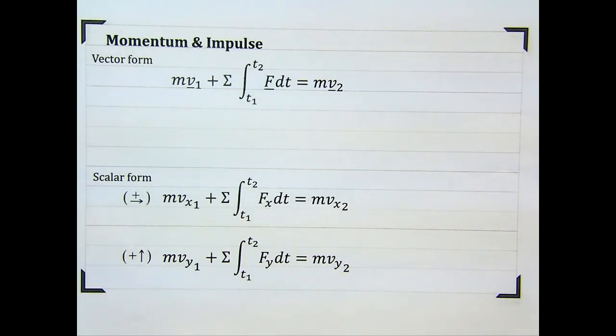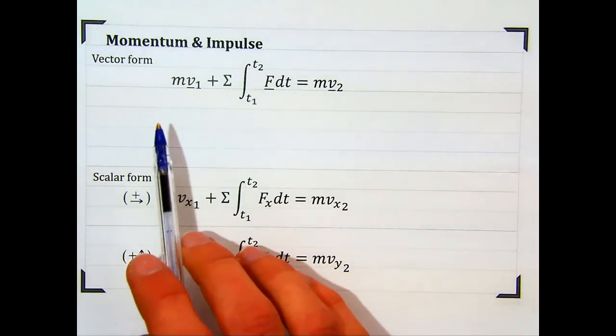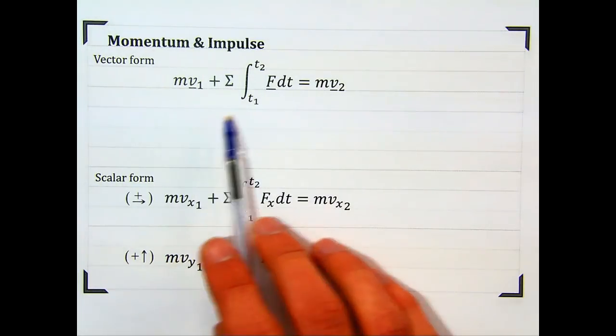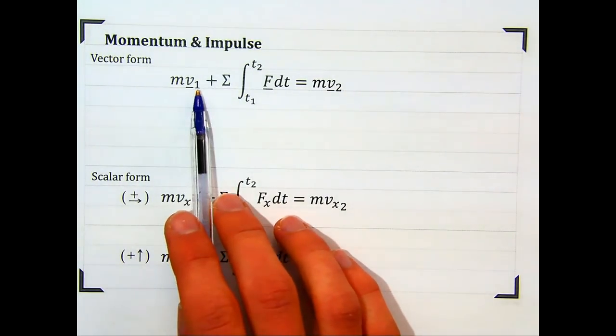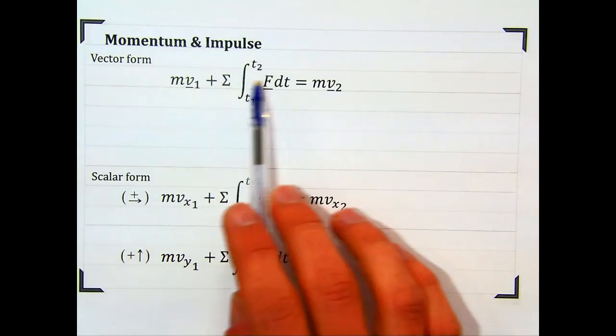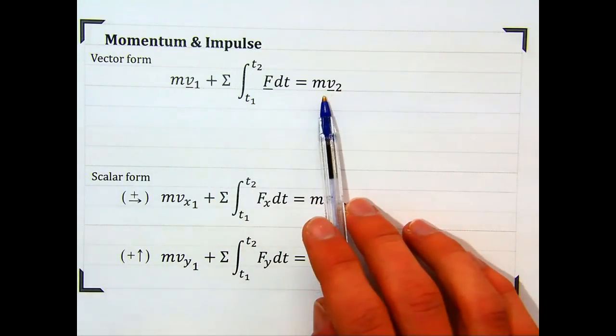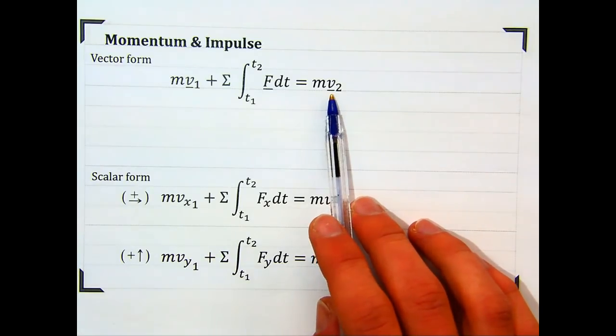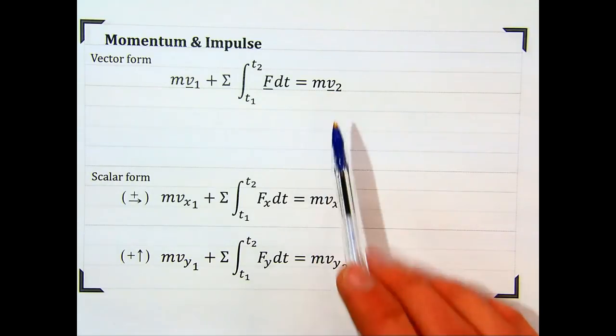Okay. Good day. Today we will be looking at the equations for momentum and impulse and the equations for conservation of momentum. This is the equation for momentum and impulse in vector form. Mass times velocity, that is the momentum before the impulse. This integral term, that is called the impulse. And then mass times velocity, that is the momentum after the impulse was applied.